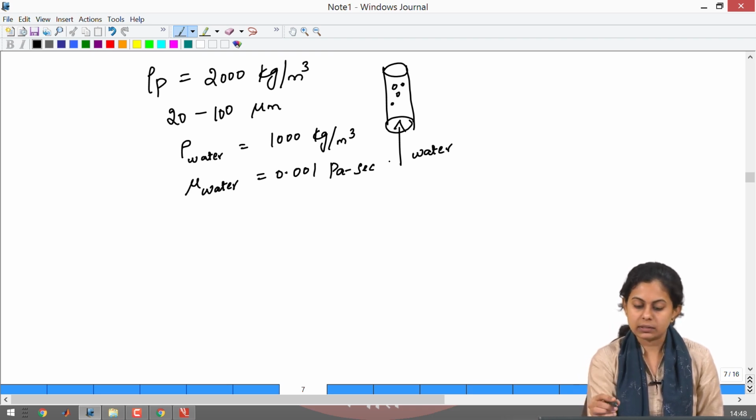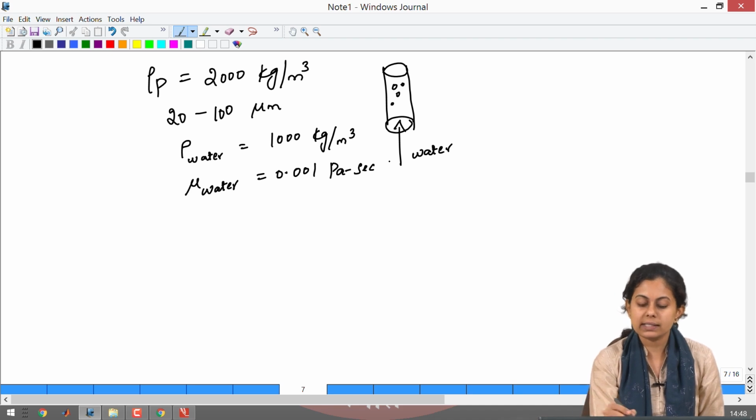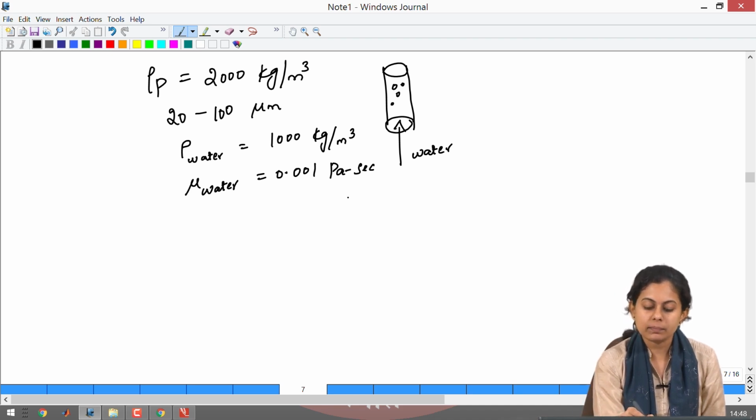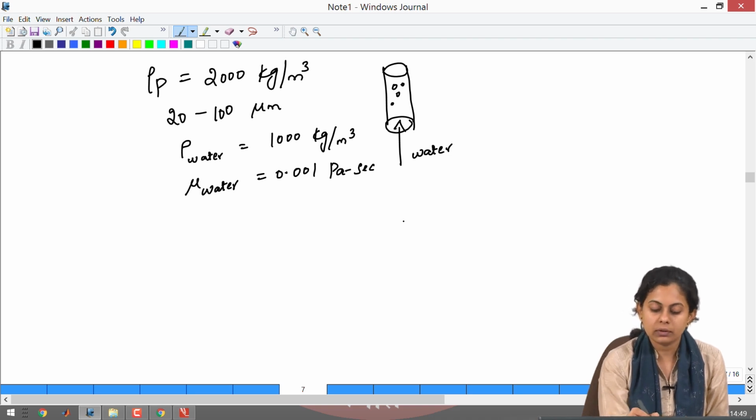particles of diameter of size greater than 50 micrometers are carried upwards with the water, which means that particles of size greater than 50 micrometers have to settle down.